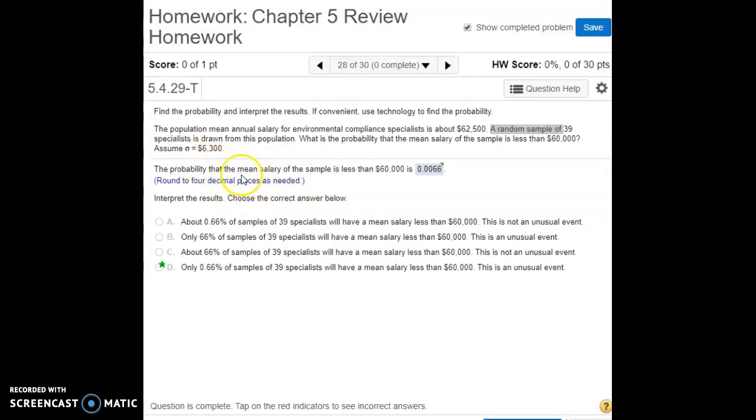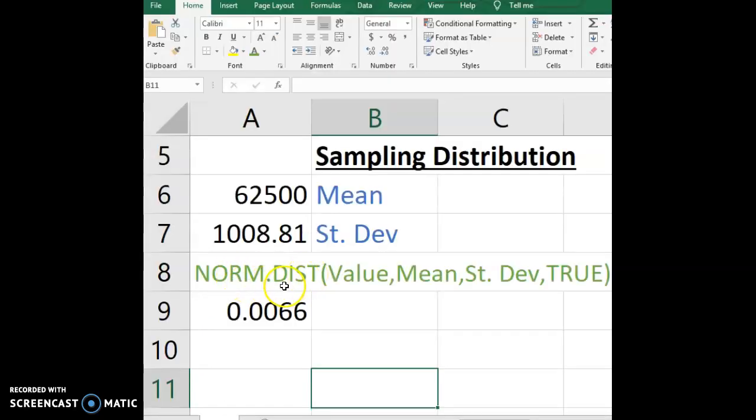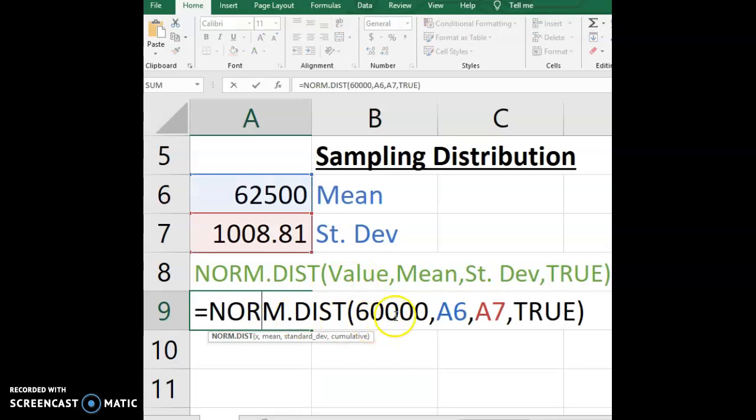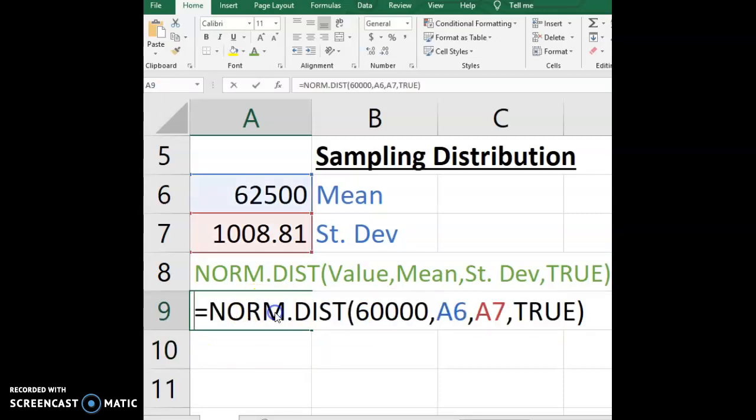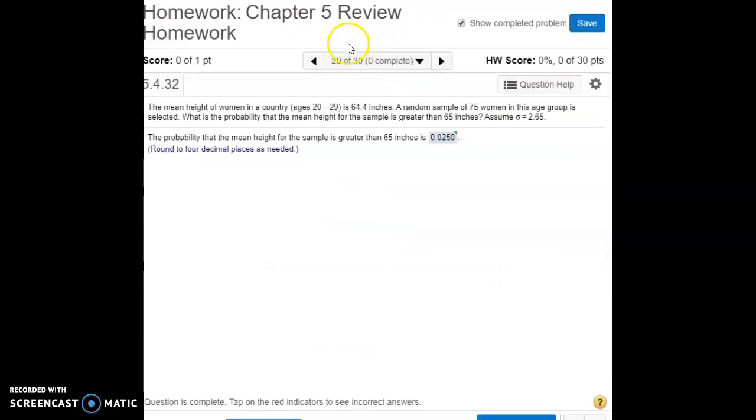So what is the probability then that in that normal distribution of samples, we would get a sample with a mean less than 60,000? The formula we're going to use, norm.dist, and we want to type in that value we're asking about, the probability of being 60,000 or less, then type in the mean of our sampling distribution, the standard deviation of our sampling distribution, and then true. And Excel will give back the probability of getting a sample with a mean, the value you enter, or even less.